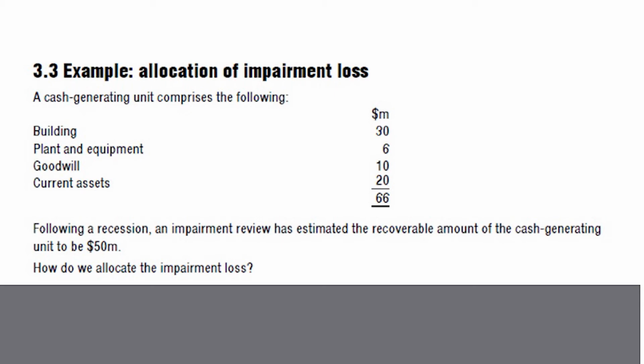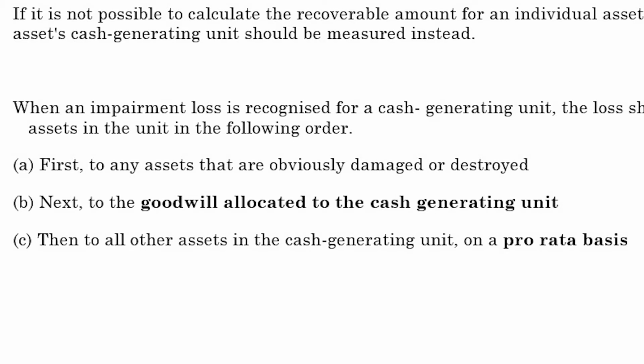So they're saying that the total carrying amount of your cash generating unit, which comprises building, plant and equipment, goodwill and current assets, is 66. Following a recession, the recoverable amount has come down to 50, which means that the carrying amount is more than the recoverable amount, so that 16 will be your impairment loss. So now this 16 we have to allocate between all of the assets in this CGU.